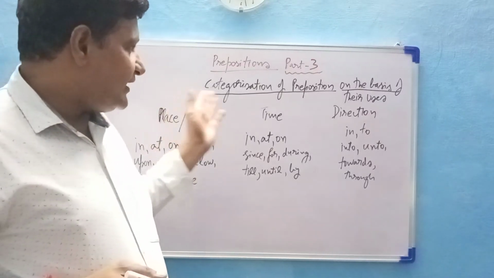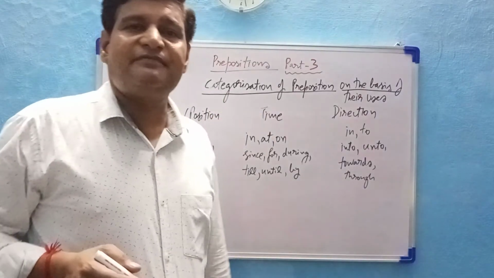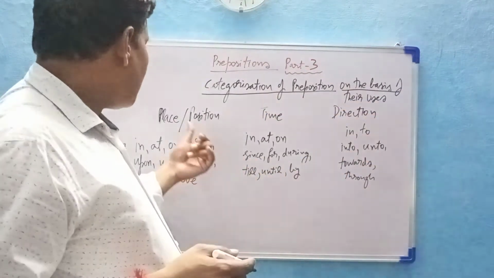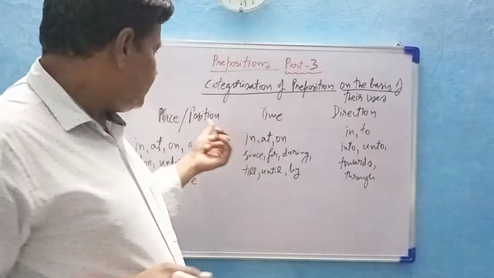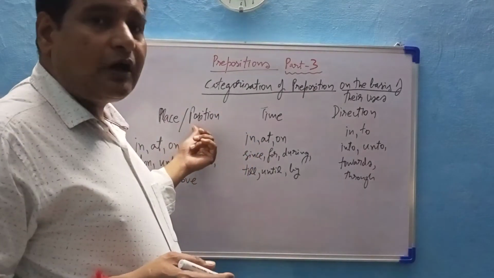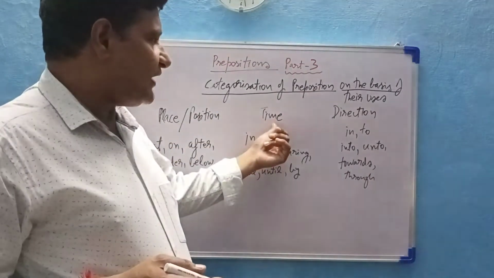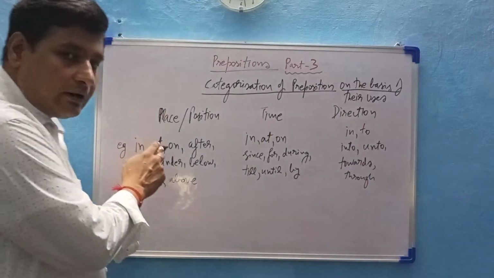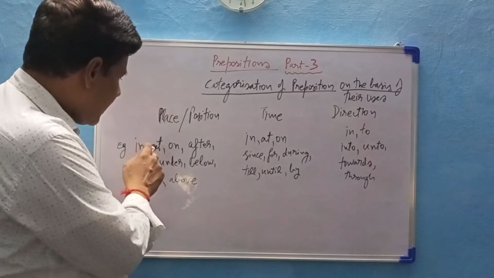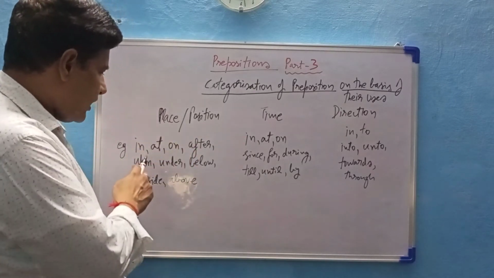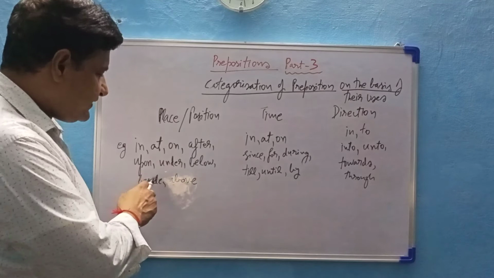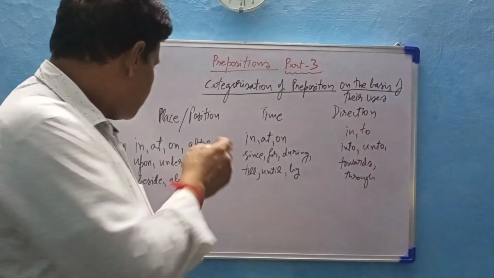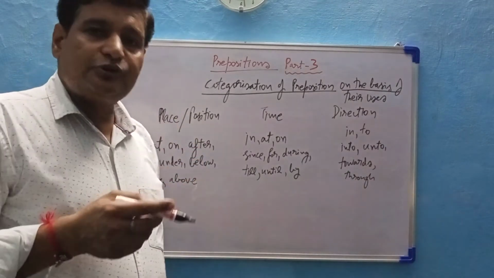Let us understand how prepositions are further categorized on the basis of their uses. They are categorized into prepositions of place or position, prepositions of time, and prepositions of direction. In, at, on, after, upon, under, below, beside and above. These are the prepositions of place or position.